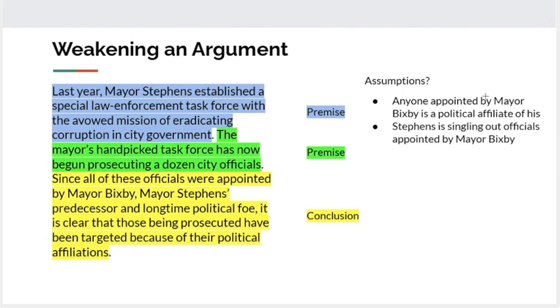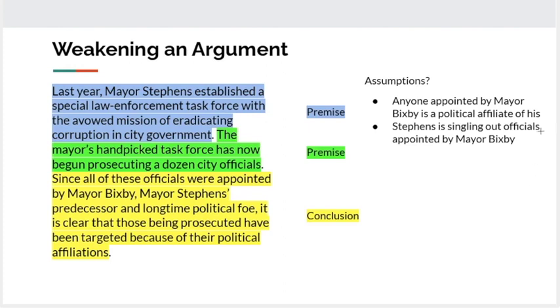One assumption would be that anybody who was appointed by Mayor Bixby is necessarily a political affiliate or political ally of Mayor Bixby. And that might not necessarily be true. It could be that, let's say, Mayor Bixby appointed someone to serve as transportation secretary because that person knew a lot about transportation regardless of political orientation. Or you can imagine some other government position that Mayor Bixby appointed someone to, not necessarily because of some political affiliation, but just because they needed somebody to do the job and that was the best person they could find.